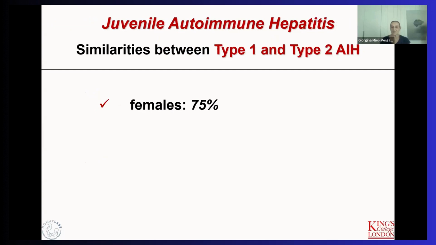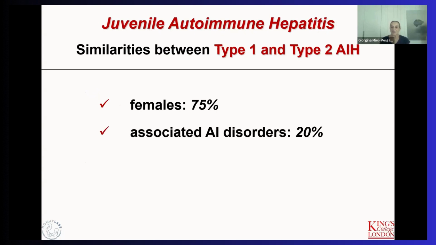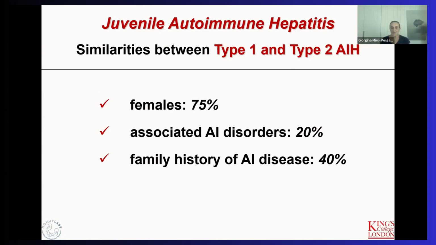There are similarities between type 1 and type 2 autoimmune hepatitis. There is a female preponderance. There is an association with other autoimmune disorders, for example, thyroiditis, diabetes, and so on, in 20% of the patients, and a family history of autoimmune disease in about 40% of the patients. High IgG are present in about 80% of cases. I insist that it's a very high proportion, but even if you don't have high IgG, you can't exclude autoimmune hepatitis.